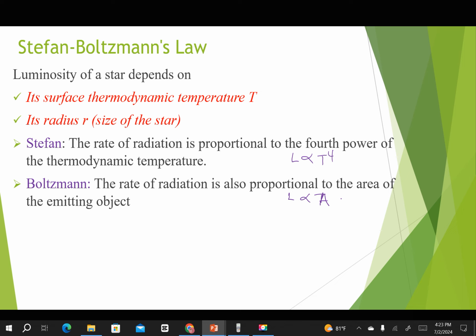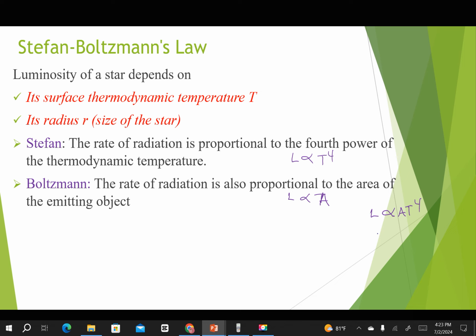So if we combine these two, we can therefore say luminosity is directly proportional to the area and also directly proportional to the temperature of the object. Remember, the object radiates uniformly in an area surrounding the whole object. That means it radiates in a spherical area around the object.